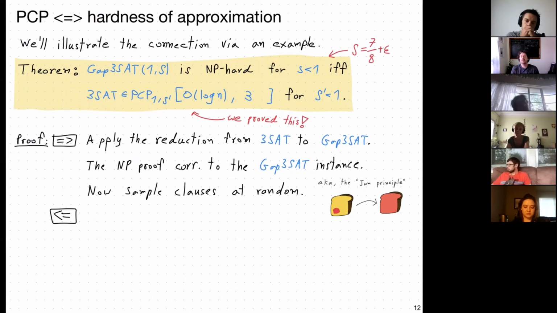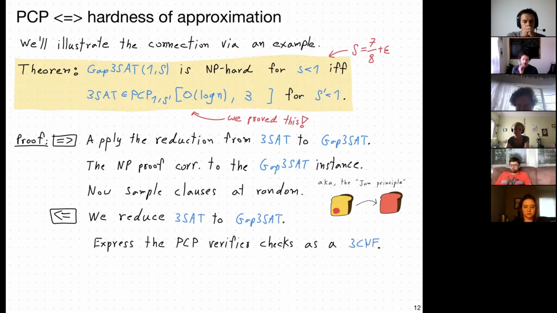So how does the existence of PCP imply that gap 3-SAT is hard? The idea is, we'll take 3-SAT and we'll reduce it into gap 3-SAT. But how will we do this? We need to get this reduction. So this is where we actually use the PCP verifier.